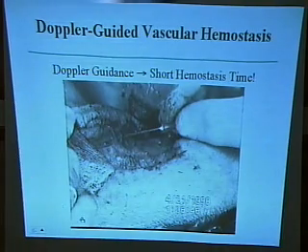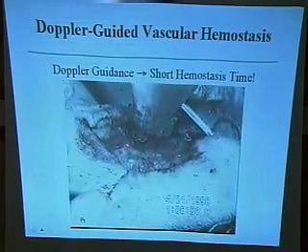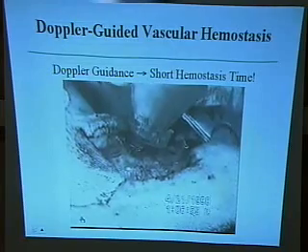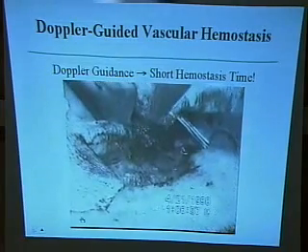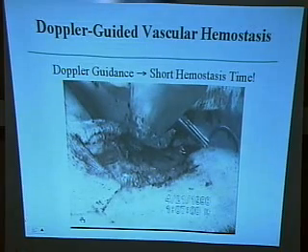And let's see what the treatment is. So you can see the bleeding coming out. When we hear that, we apply HIFU, and then we got hemostasis. Very short, about 1 second or so.